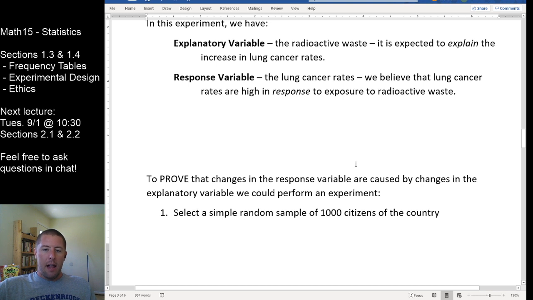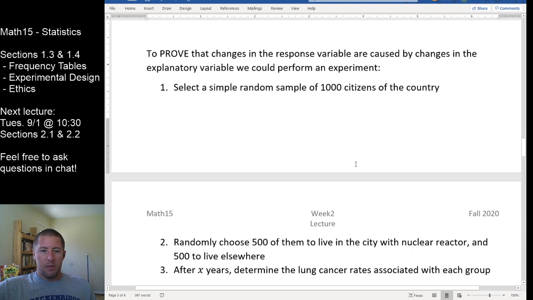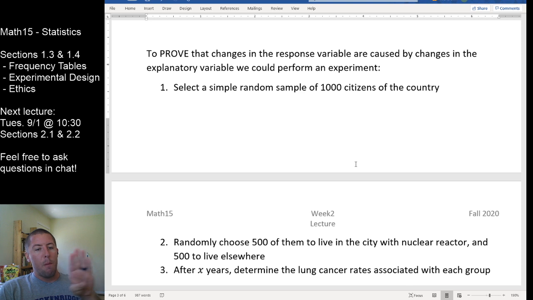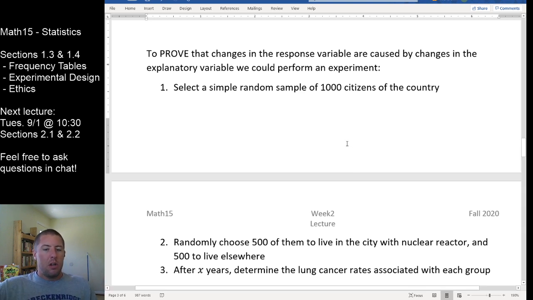I could then tell all the people, oh, there's my step two, I'm jumping over there. Step two, I could randomly choose 500 of them, and I would say to them, 500 of you, you need to go move to the city that's next to the nuclear reactor. And I could tell the other 500, keep not living next to the nuclear reactor, right? If you don't, keep doing it. Or maybe if you currently do, move away, right? After X number of years, we could determine the lung cancer rates that are associated with each of the groups.